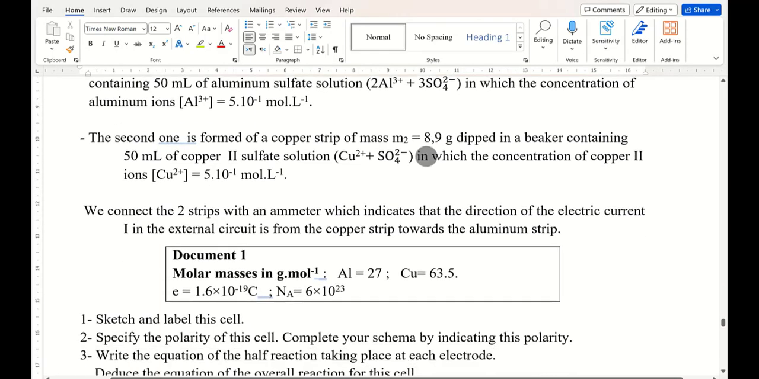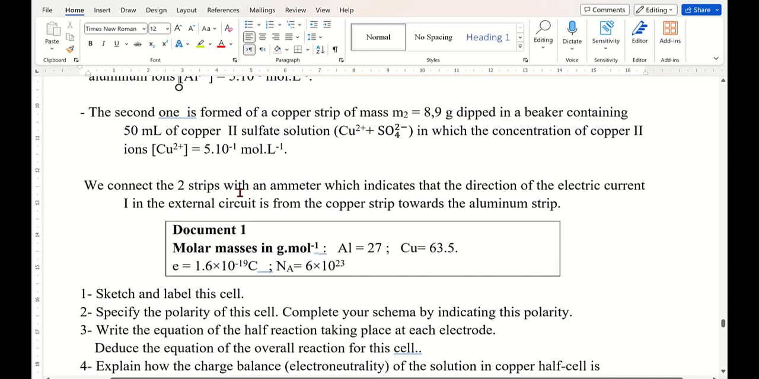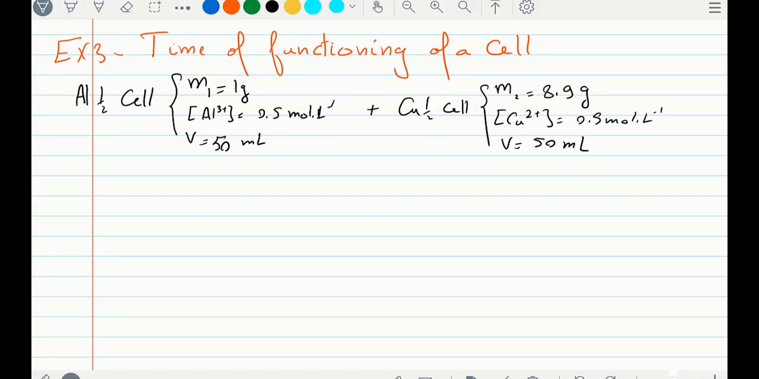We connect the two strips with an ammeter, which indicates that the direction of the electric current I in the external circuit is from the copper strip towards the aluminum strip. Given molar mass in gram per mole for Al and Cu, and the elemental charge and Avogadro number. One, sketch and label this cell.